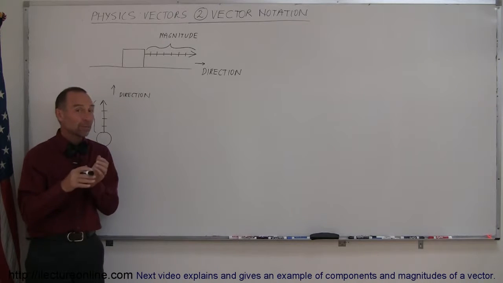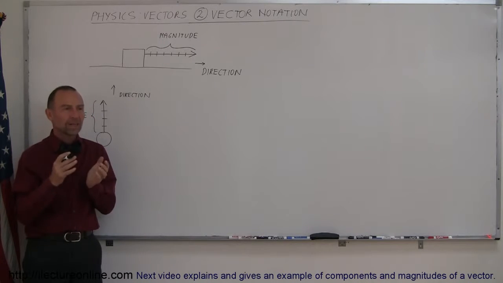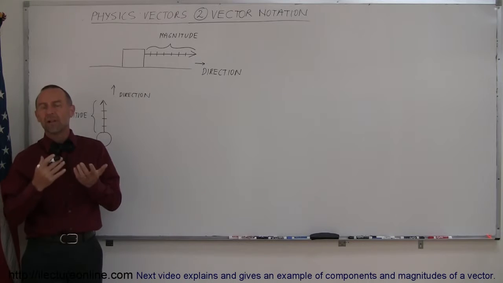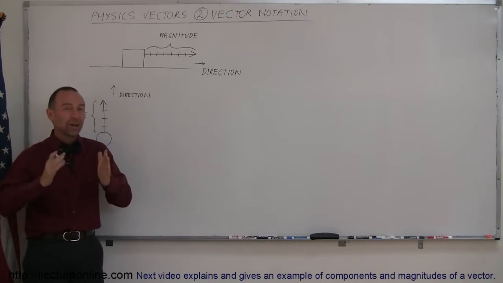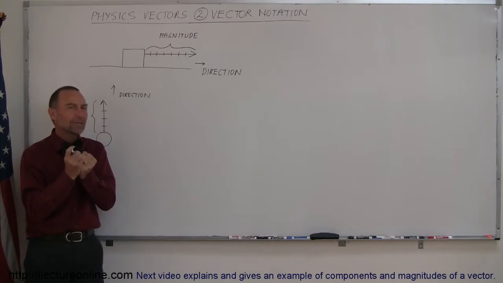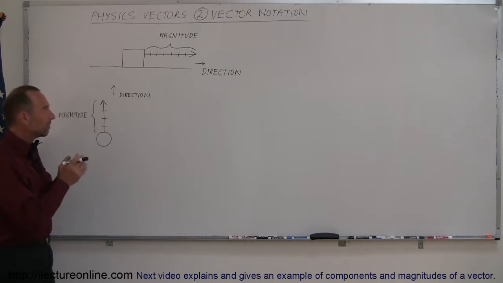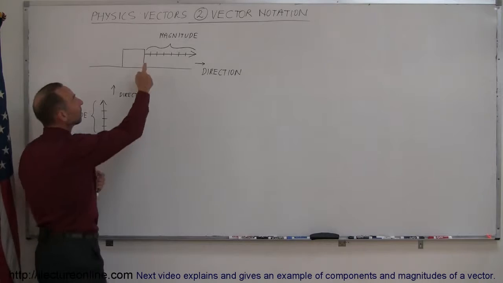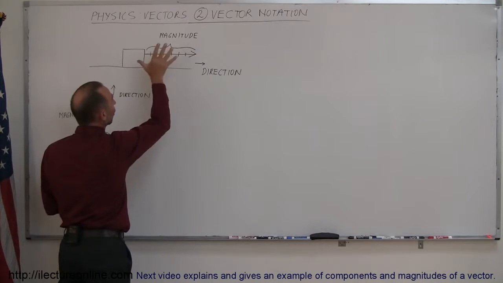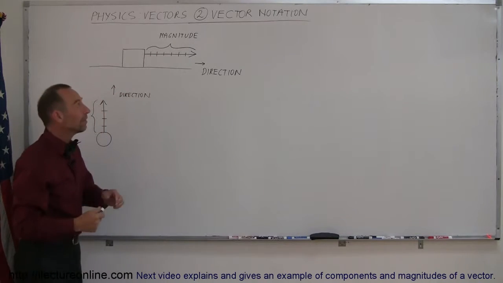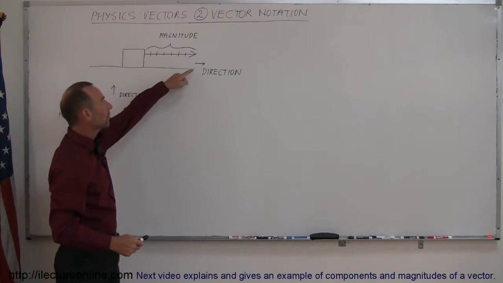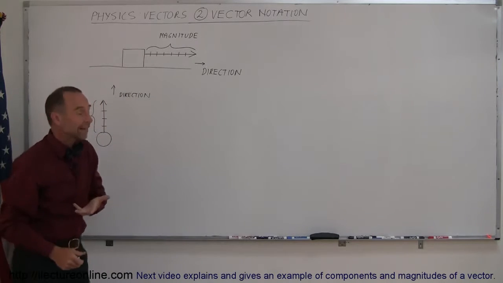In the first video we talked about what vectors were. Vectors are quantities, such as force and velocity, which have both magnitude and direction. But how do we notate that? Well, we did say that vectors graphically are represented by arrows. The length of the vector represents how large the quantity is, what the magnitude is, and the direction of the arrow represents the direction in which that thing is acting.